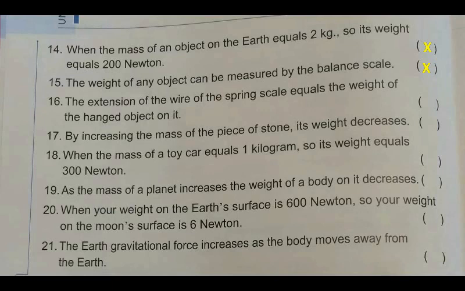Number 16. The extension of the wire of the spring scale equals the weight of the hanged object on it. Correct answer, because the extension of the wire in the spring scale is what equals the weight of the object hanging on the scale. The answer is correct.